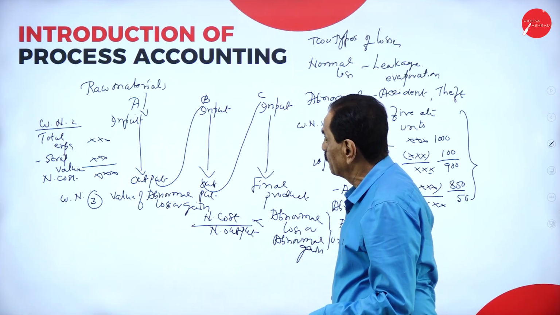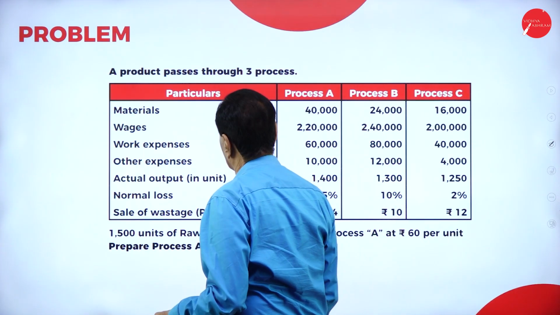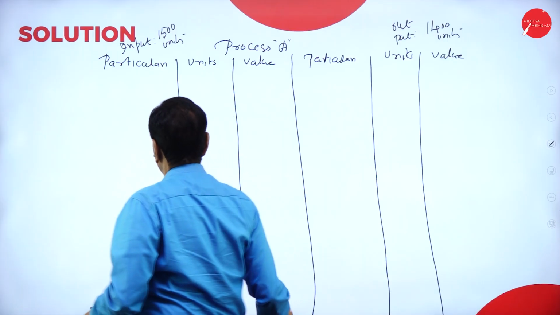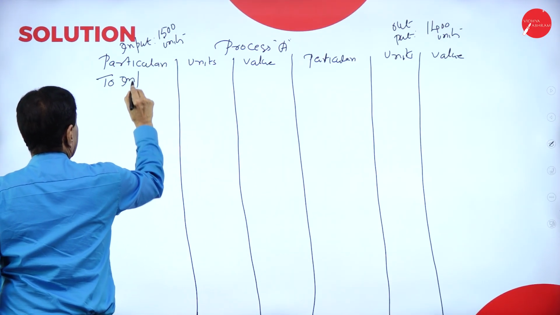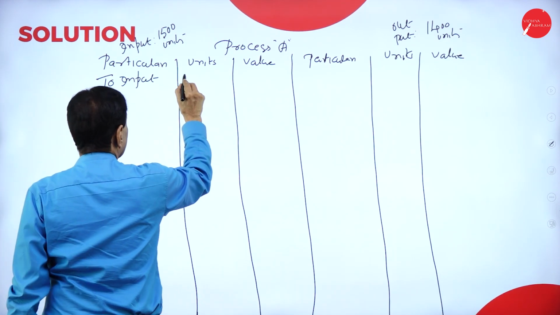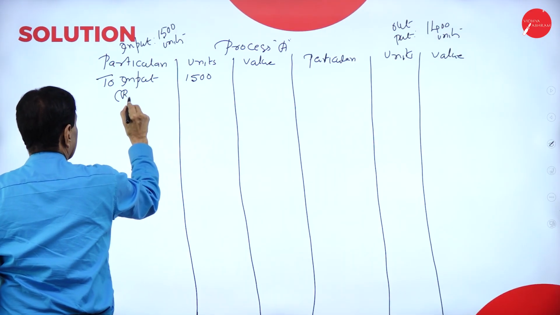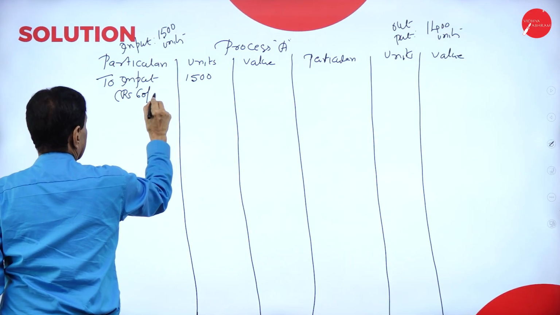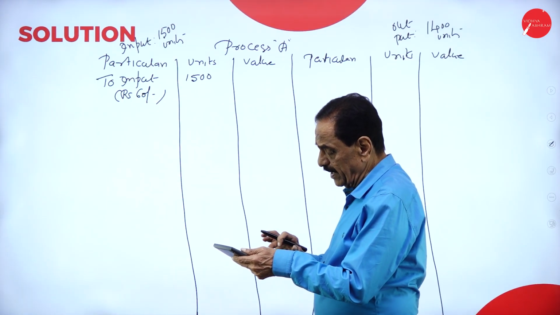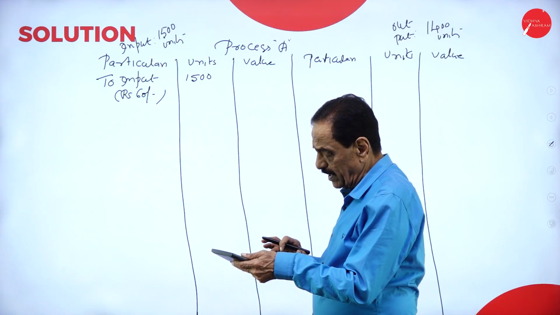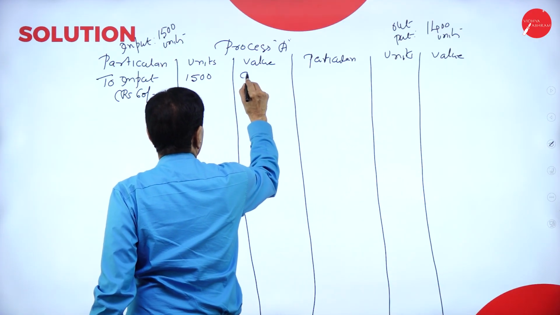We'll go with one. How much raw material introduced? 1500 at what rate? At rupees 60 per unit. To input raw materials, how many units? 1500 units at rupees 60. So 1500 units into rupees 60, 90,000 value.